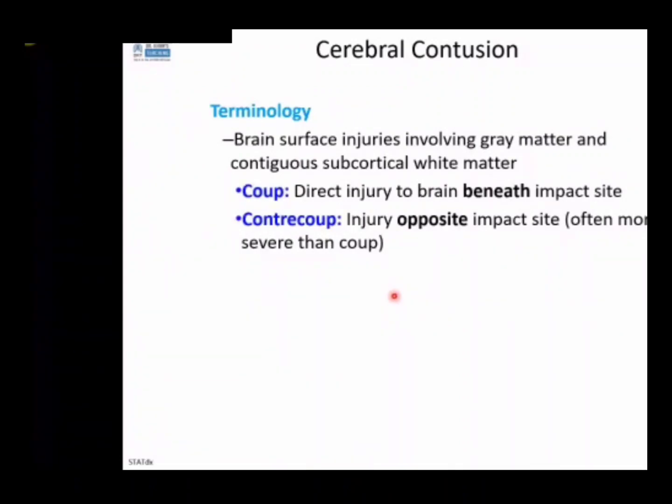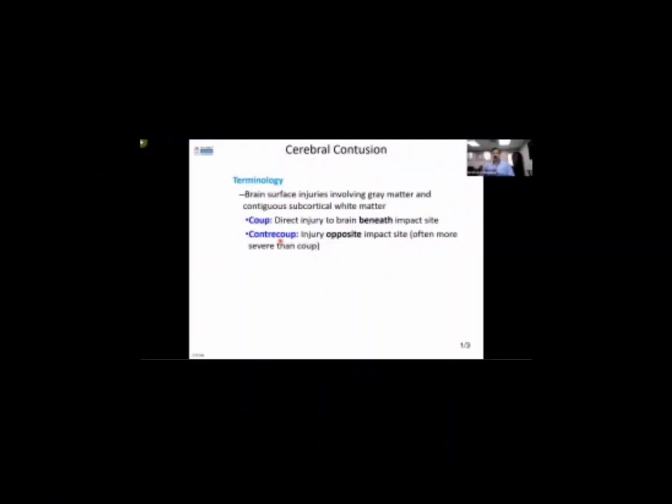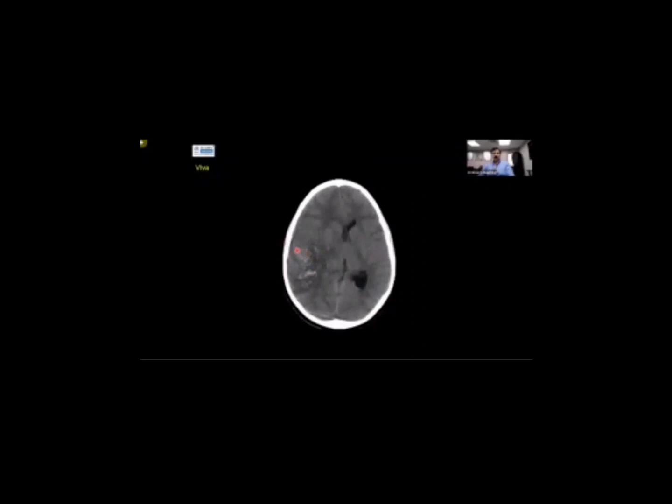Cerebral contusions can be a coup injury, which is at the site of trauma, and it can be a countercoup injury. Countercoup is on the other side. So for example, this is the site of impact, which we will call coup, and countercoup is where the brain will strike here. At times the countercoup injury is more severe.